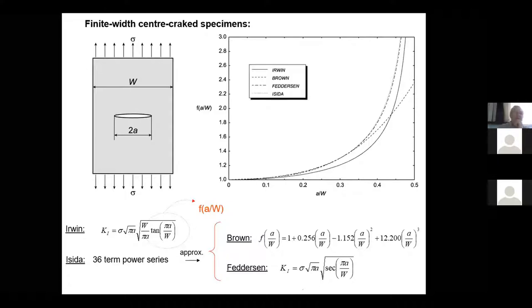Okay, this is now exactly shown what this function is in Irwin's solution, and all of them are quite close. You can see it also here, at least up to 0.3 or 0.4, they are close enough.